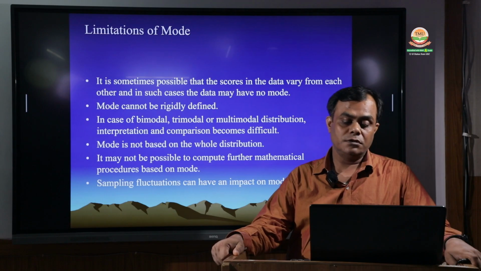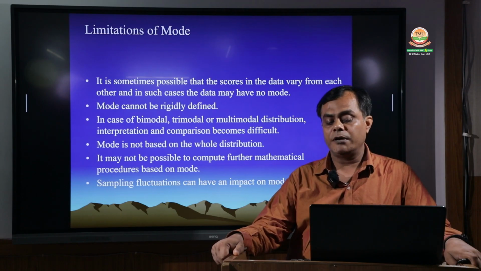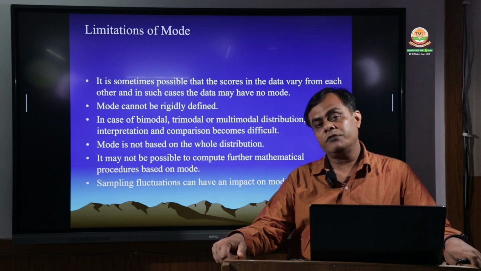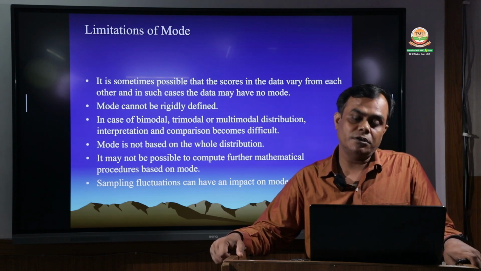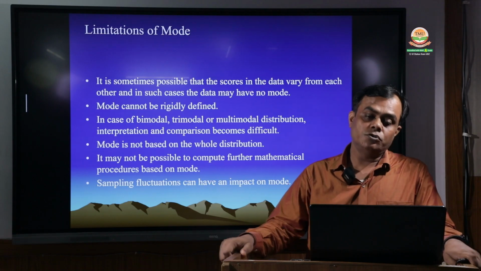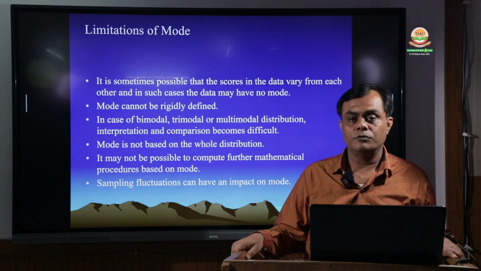And next, sampling fluctuation can have an impact on the mode. So if there is fluctuation in sampling, that also affects the mode. So these are the limitations of the mode.